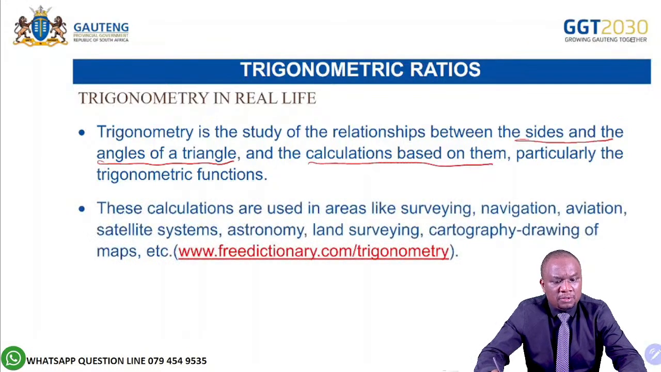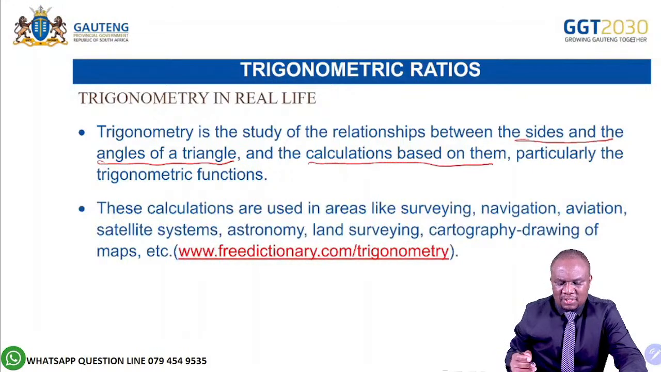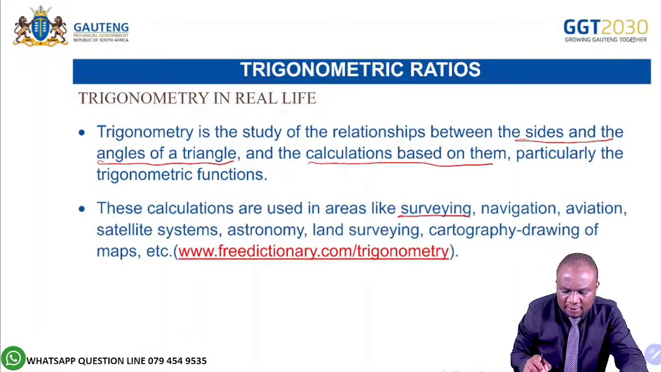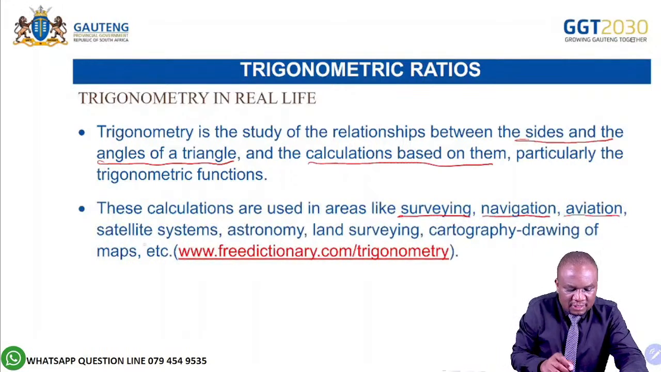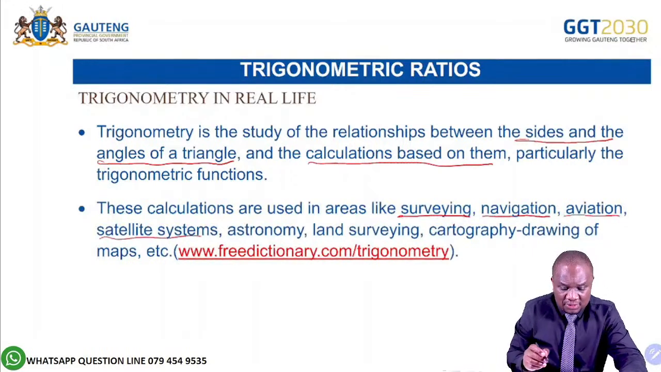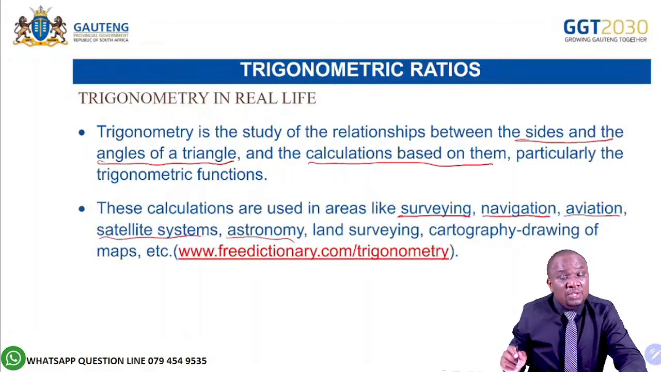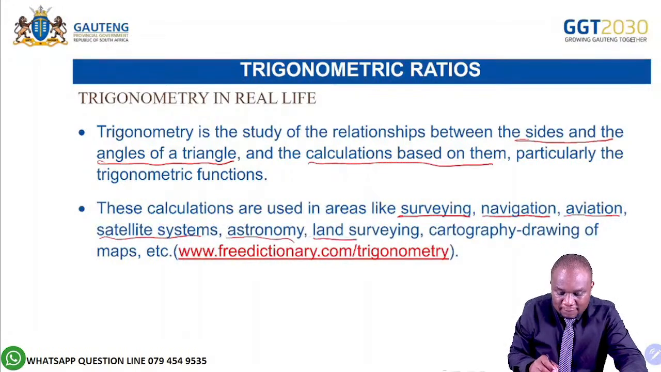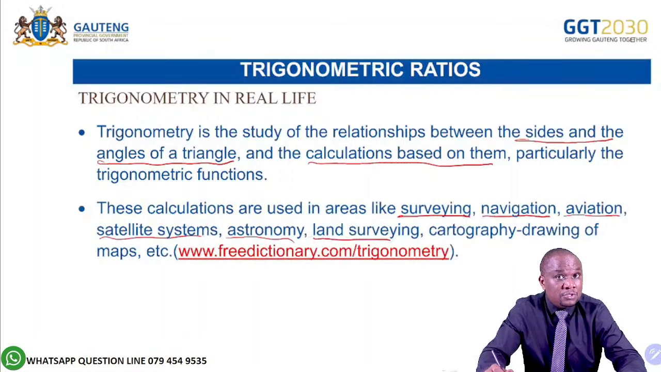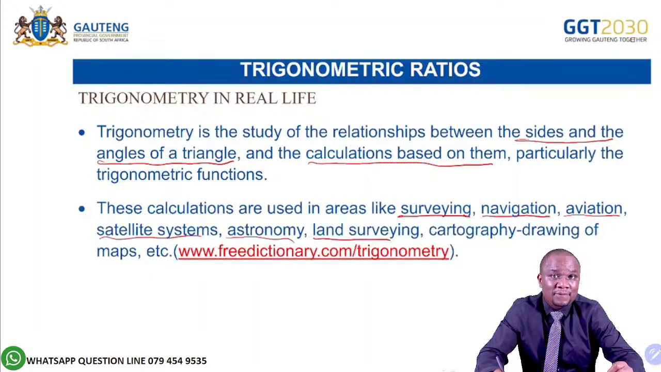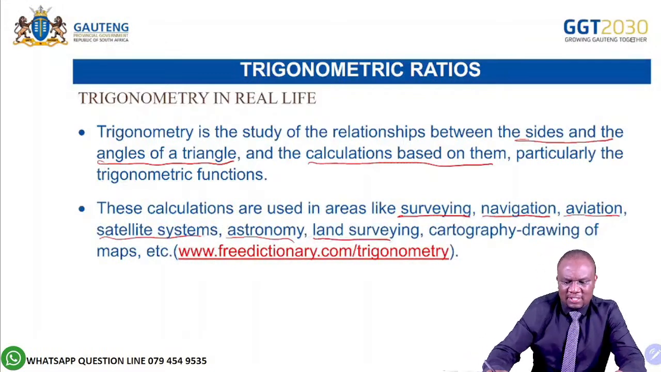Where do we use trigonometry? These calculations are used in areas like surveying, navigation, aviation, satellite systems. Astronomy, we use trigonometry. Land surveying, cartography, which is the drawing of maps, also we use trigonometry. You see that it is used a lot. Okay, so make sure you understand this topic from today.